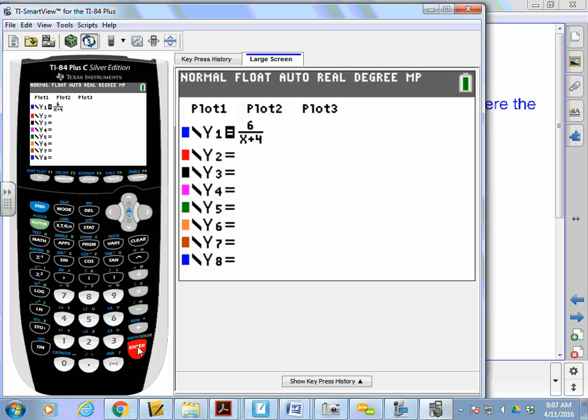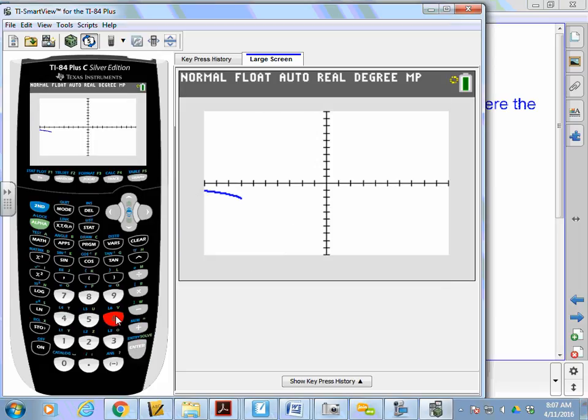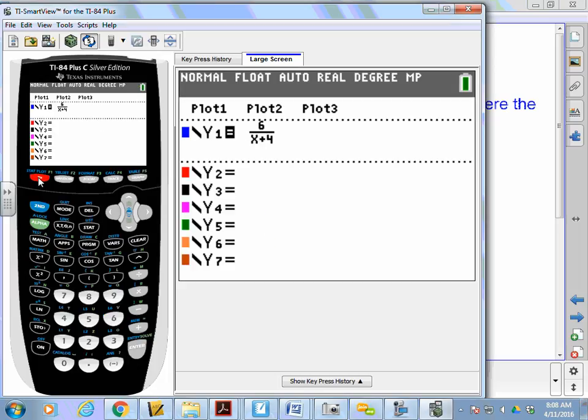All right. So we look at the graph. The graph looks like this. How many of you, your graph doesn't look like mine? Did you use a fraction bar? If you didn't use a fraction bar, then it doesn't work right. So you do 6 divided by, in parentheses, x plus 4. So if you're not using the fraction bar, then you have to put the x plus 4 in parentheses.